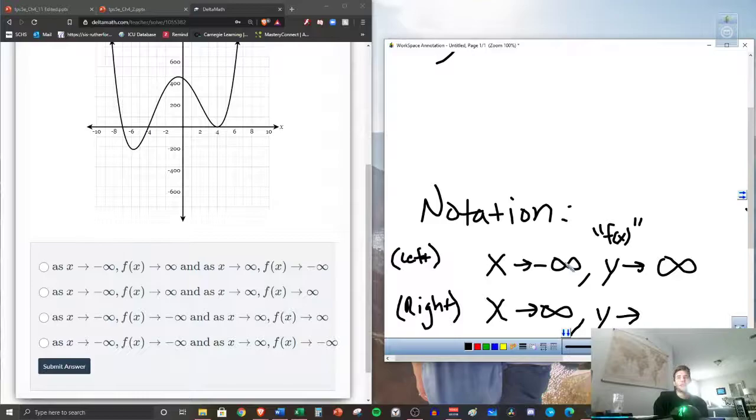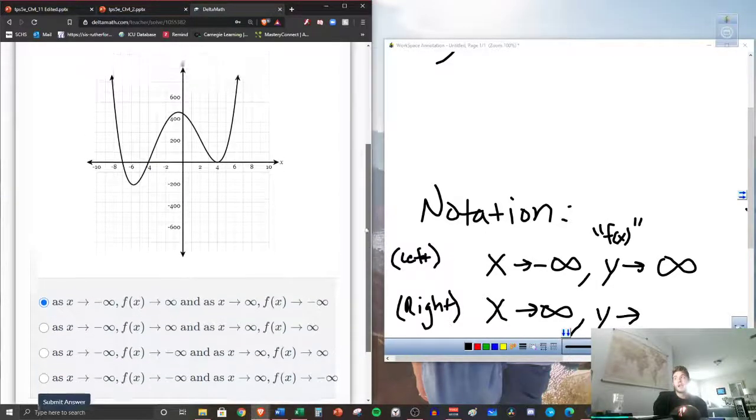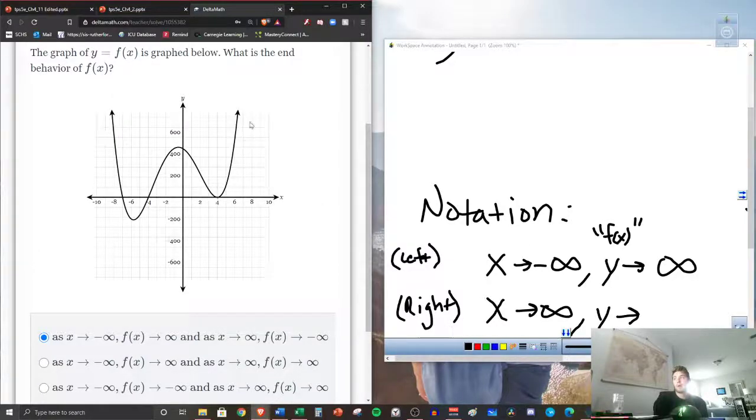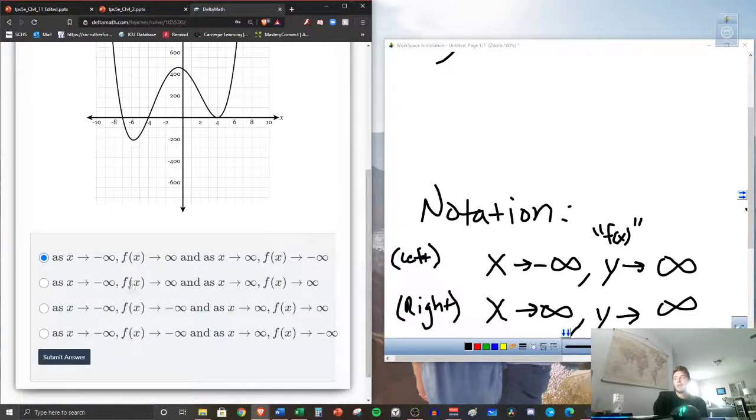So we start here. As x goes to negative infinity, y goes to positive infinity. So which ones show that? This one is good so far, and this one. So these first two potentially will work. These, however, will not work. So it's one of these two. Then we just look to the right. What's it doing? It's going up. So this is also positive infinity. So we look at our answer choices. This is the correct answer for this one, okay?